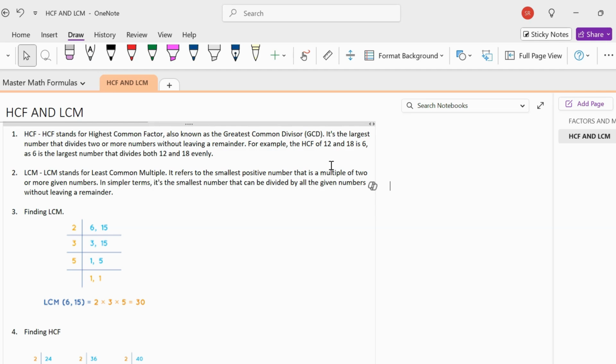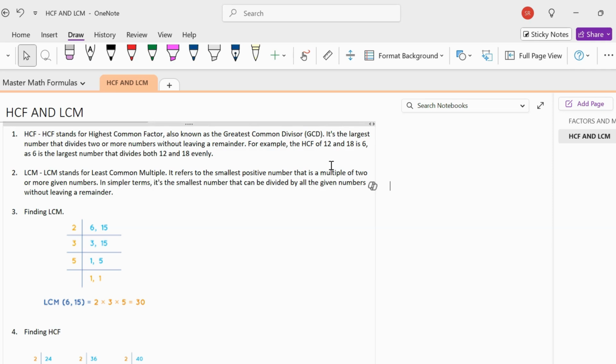Now what is LCM? LCM is least common multiple. It refers to the smallest positive number that is a multiple of two or more given numbers. In simpler terms, it is the smallest number that can be divided by all given numbers without leaving a remainder.